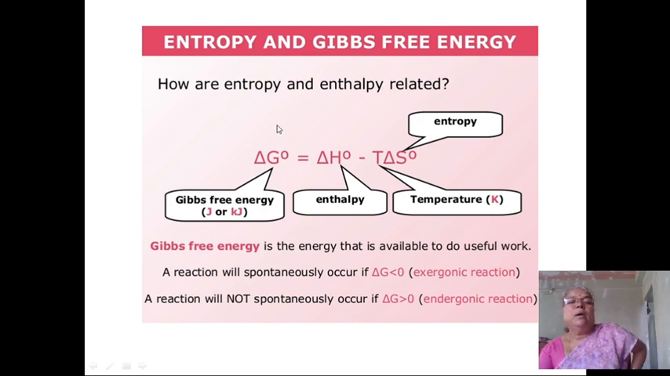Here is the equation of Gibbs free energy, and all of you know that Gibbs free energy is the energy which is utilized in doing useful work, and it is equal to the enthalpy of the system minus the energy which is unavailable for doing work.